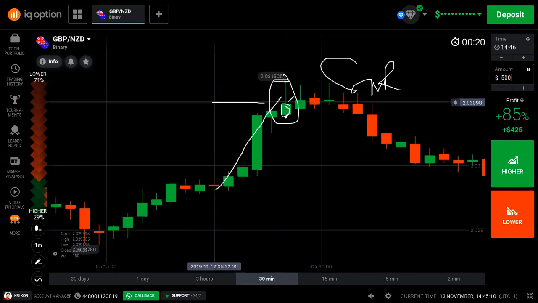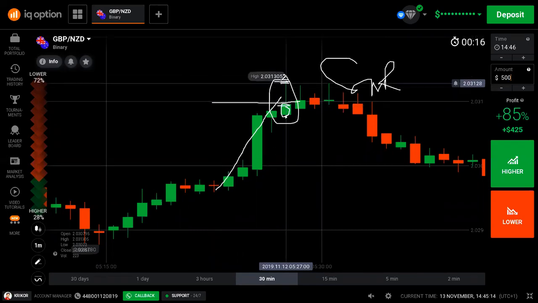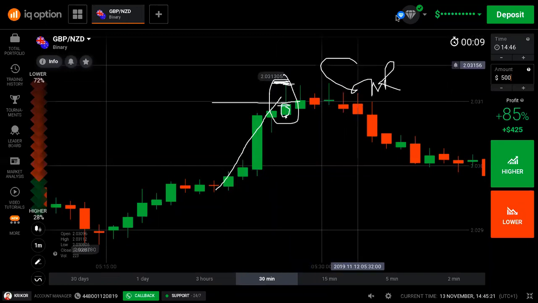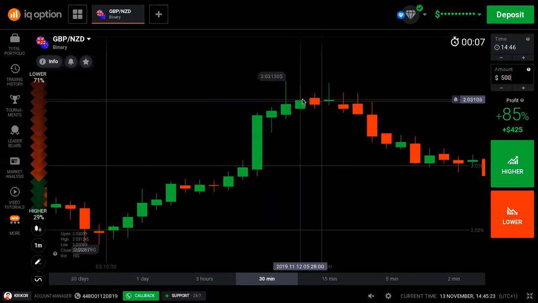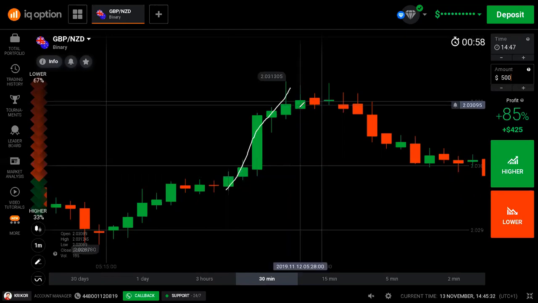This is a level. The candle closed here, but buyers took it to this level. So sellers are here. Sellers are here. So I know that the next candle will not be a red candle because of this momentum. I know it. So the next candle will go up.